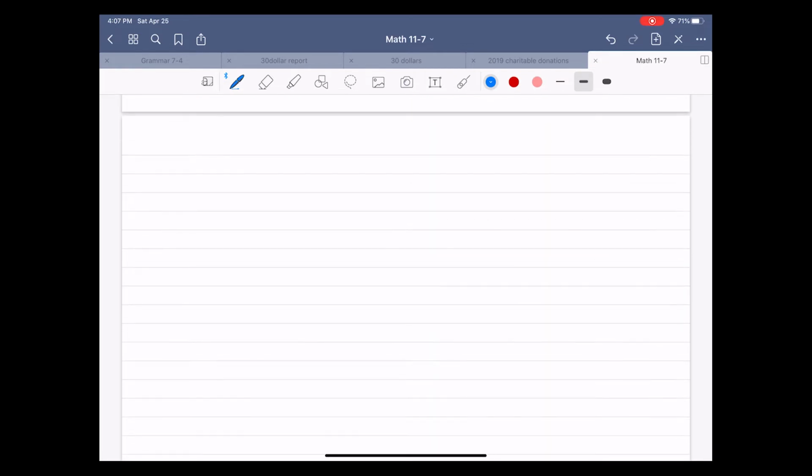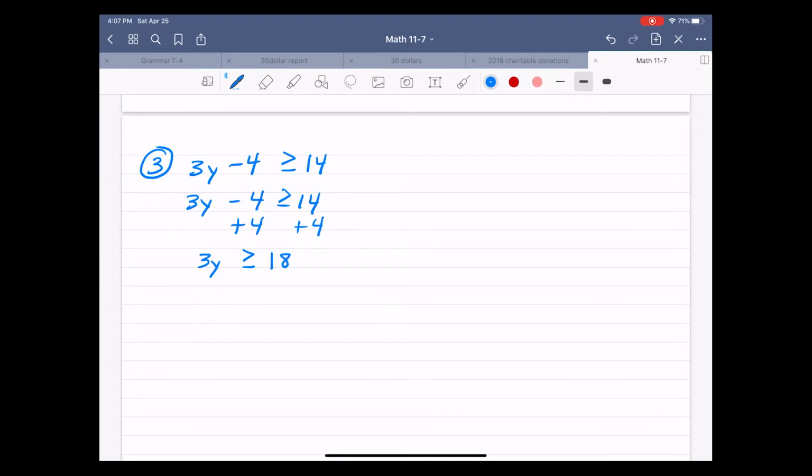Moving along to number 3. First I'm going to write the problem. 3y minus 4 is greater than or equal to 14. I'm going to rewrite my problem. And I'm going to add 4 to the left. I'm going to add 4 to the right. And I have 3y is greater than or equal to 14 plus 4 is 18.